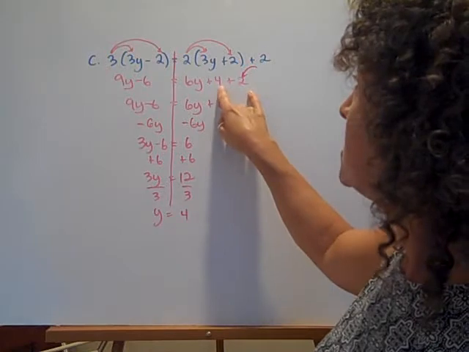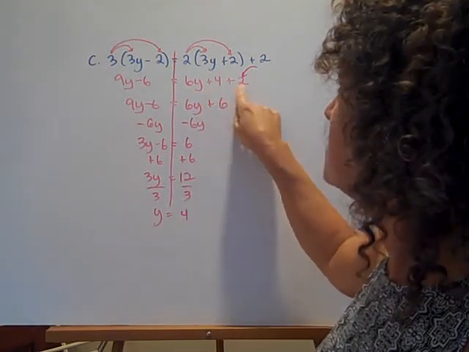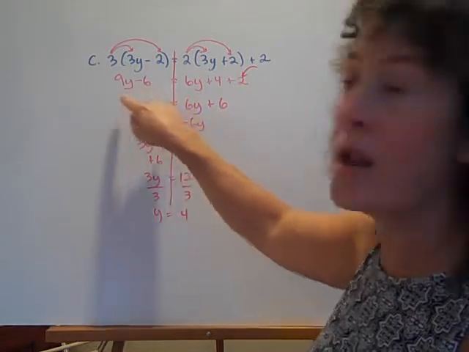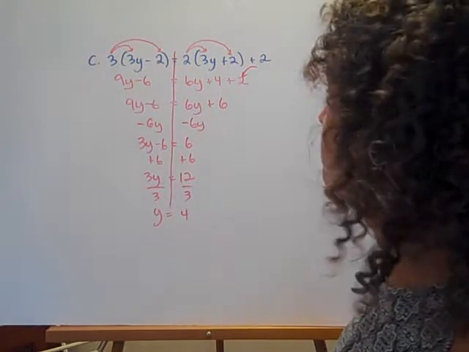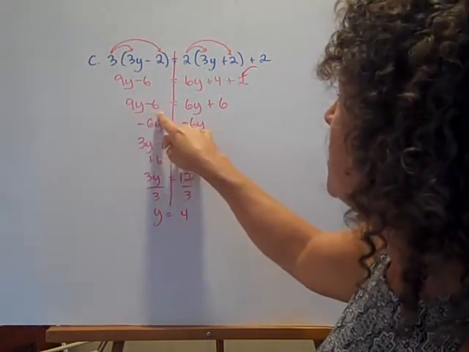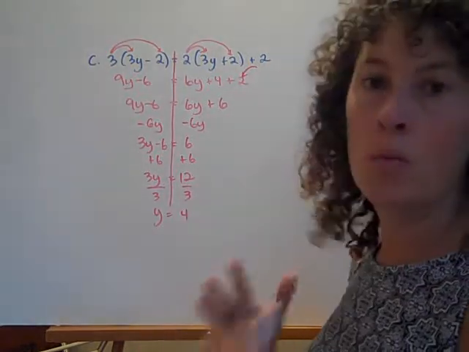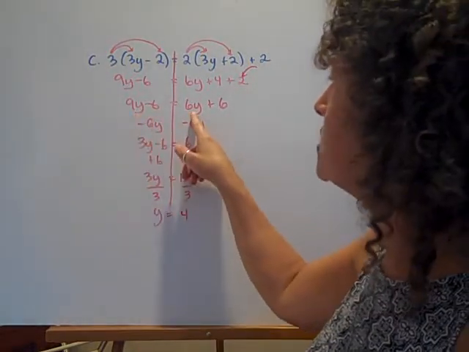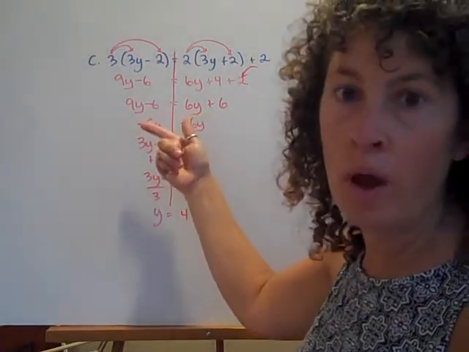But now we realize that we've got some like terms over here on the right we can combine. So I end up with 6y plus 4 plus 2 is 6. I didn't do anything over here on the left side because there's nothing to do, so I just copied it down again. Now I have 9y minus 6 equals 6y plus 6. So from here, I want to get all my variables on one side. So I have 9y on the left, 6y on the right. I chose to subtract 6y so that I could have a positive 3y over here on the left.